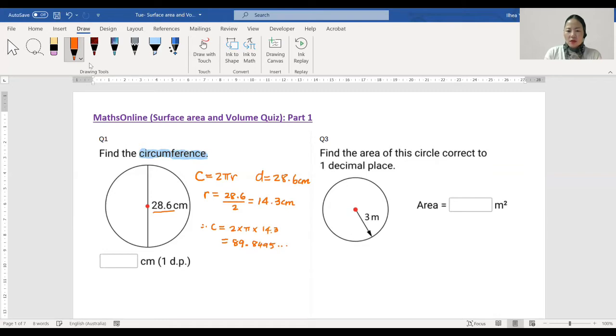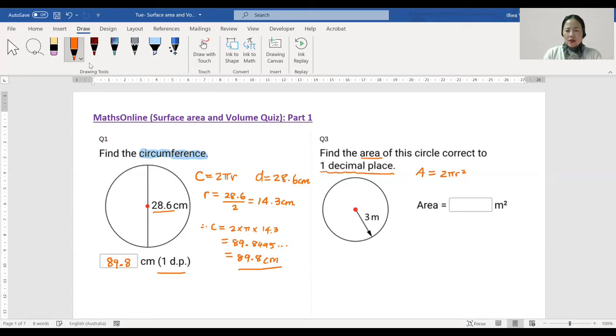89.8495... But what does it say? We want it to be one decimal place. So to be 89.8 centimeters. Now I'm going to go with the number 3. Find the area. Okay, so we are looking for area, not circumference, area. So formula for area is 2 pi r squared. Okay, just remember, square is area. And correct one decimal place.